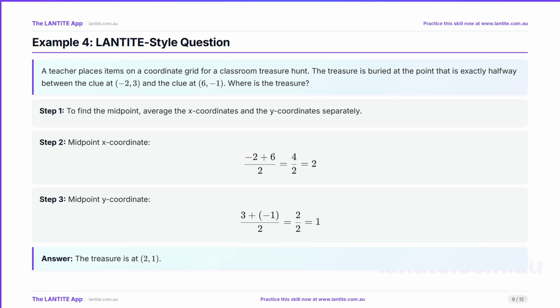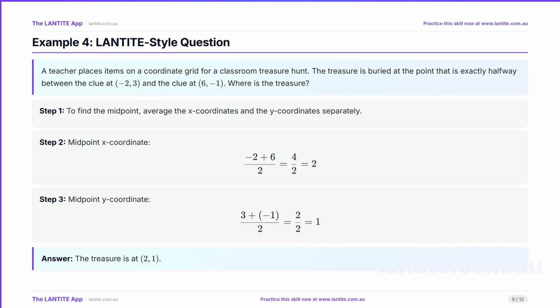Here is a LANTITE-style question. A teacher sets up a treasure hunt on a coordinate grid. The treasure is exactly halfway between the point -2, 3, and the point 6, -1. To find the midpoint, we average the coordinates.